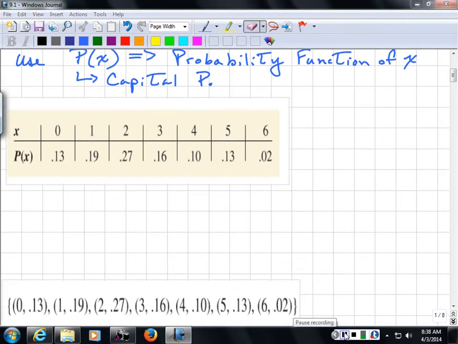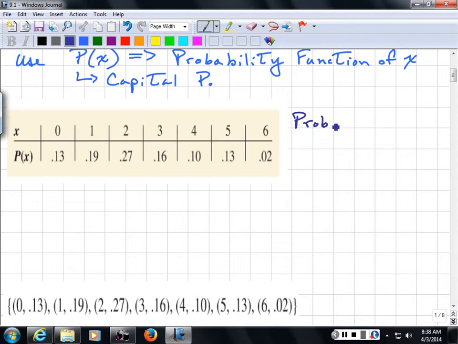So this table right here is going to represent a probability distribution. And x is going to represent the event, and P of x is going to represent the probability of that event occurring. Okay?